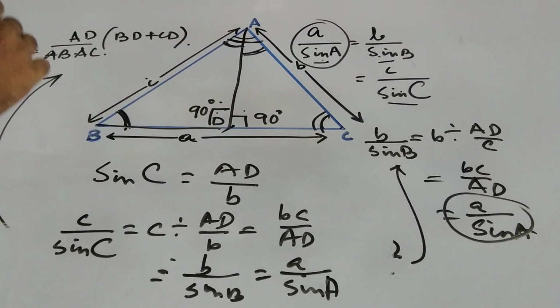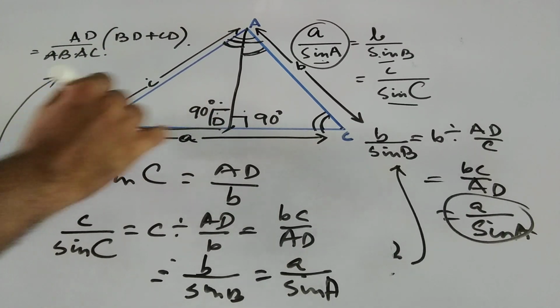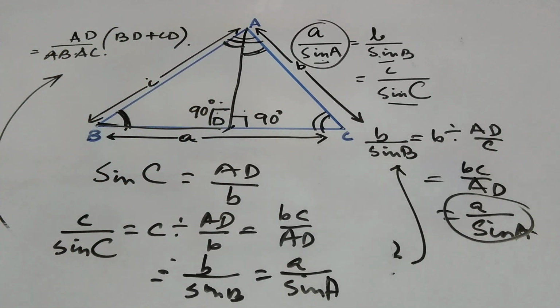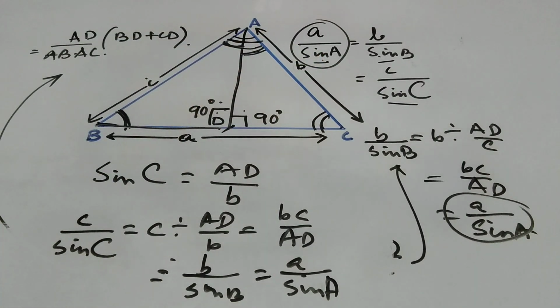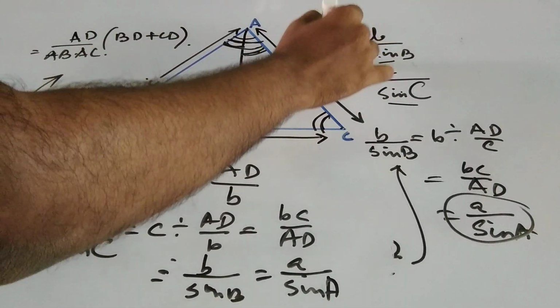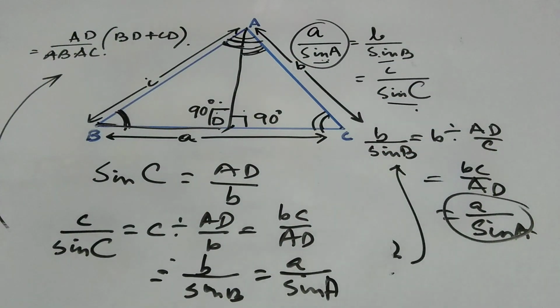For any triangle, if we know the lengths of the three different sides and the angles measured at the three vertices, then for all triangles this formula will be applicable.